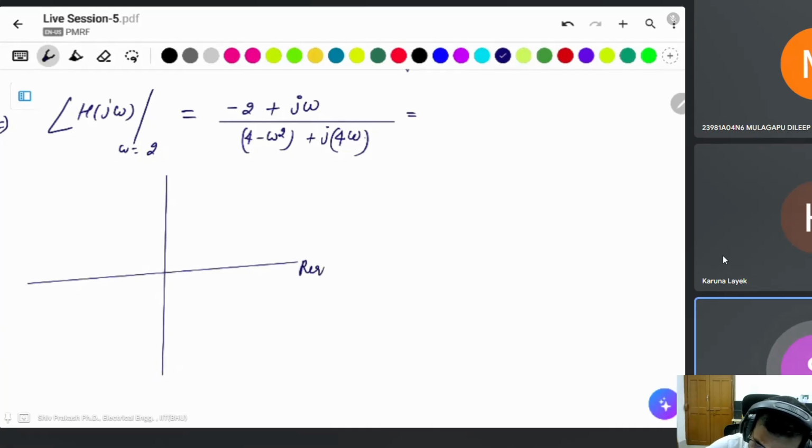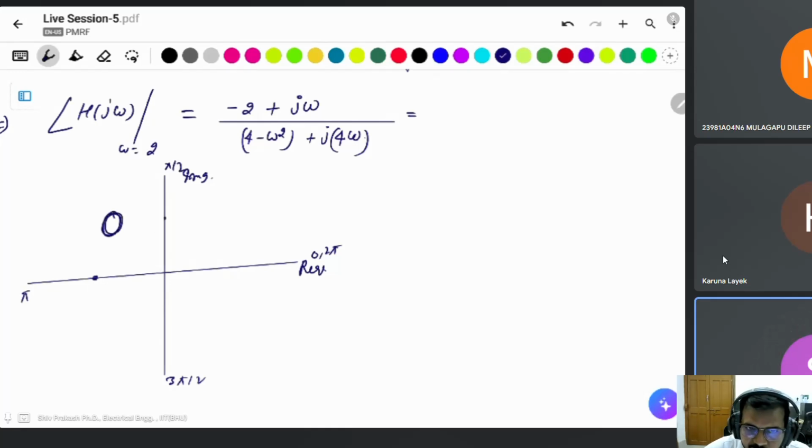No, real, this will be imaginary. Imaginary is positive. And also note the angles: zero angle, this will be pi by 2 angle, this will be pi, 3 pi by 2, and 2 pi are 0. Okay, real is negative, and imaginary is positive, so the angle is somewhere here. Then how can you find this angle exactly?